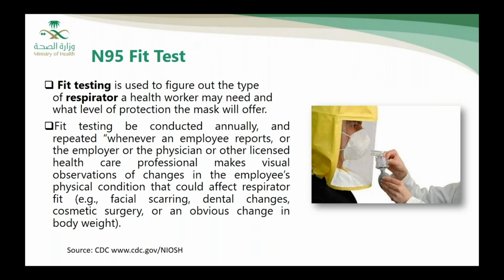Fit testing should be conducted annually. That means sometimes we are doing it every year and sometimes every 2 years, and it is repeated whenever an employee reports, or the employer, the physician, or the licensed healthcare professional makes a visual observation of a change in the employee's physical condition that could affect respirator fit. For example, facial scarring, dental change, cosmetic surgery, or an obvious change in body weight.